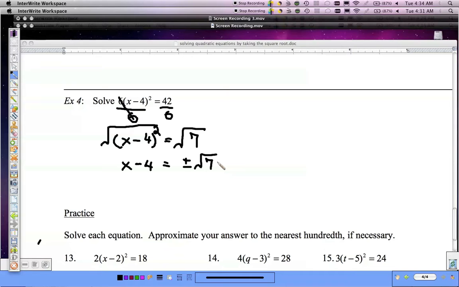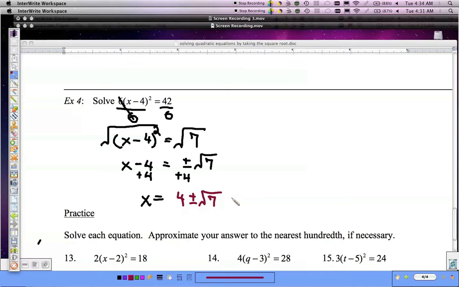So we're actually almost done. The only thing to finish up is we want the x totally by itself. So we're going to add 4 to both sides. And I have x equals, the way I want to write this, let me pick another color, 4, because I added 4, it's a positive 4, plus or minus the square root of 7.